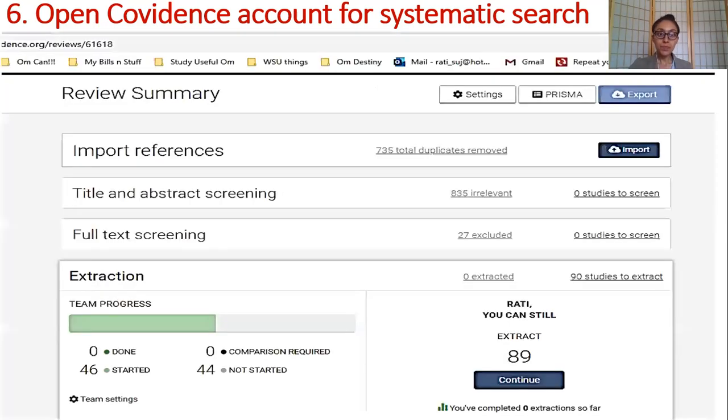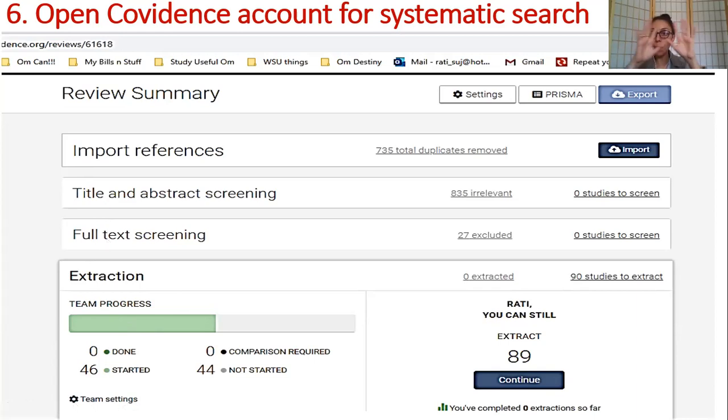All right. Okay. So this is just to show you how the Covidence account looks. When you open Covidence, it's a screenshot. This is how it looks. As you can see, first is just importing references stage. Then you're screening the article for its abstract. Then the second stage is full text screening.